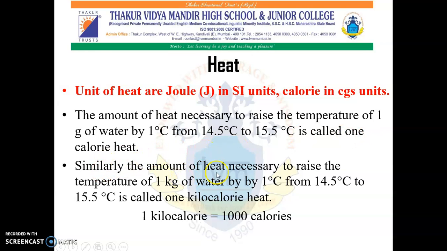Similarly, the amount of heat necessary to raise the temperature of 1 kg of water by 1 degree Celsius from 14.5 degrees Celsius to 15.5 degrees Celsius is called 1 kilocalorie of heat. And the relationship between the kilocalorie and calorie is 1 kilocalorie is equal to 1000 calories.